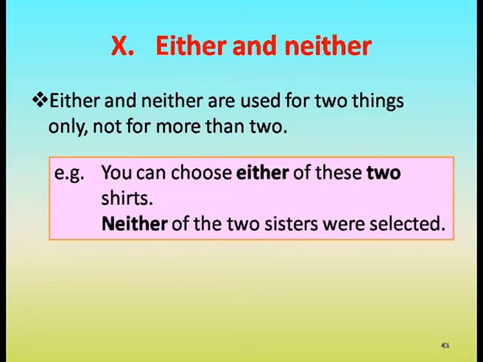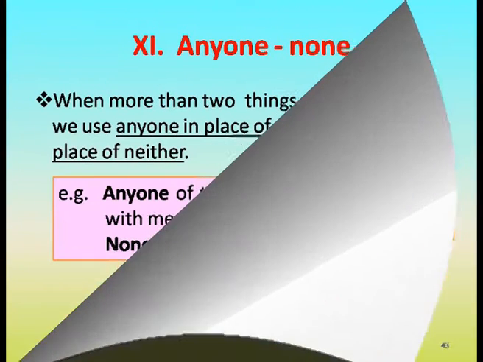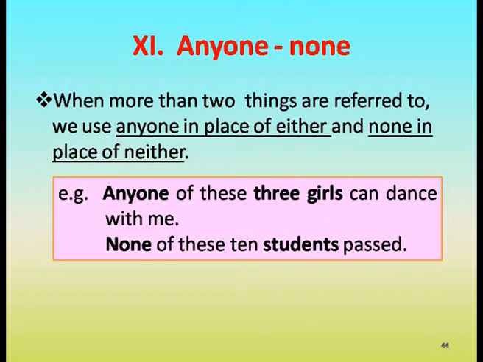Either and neither. Either and neither are used for two things only, not for more than two. You can choose either of these two shirts. Neither of the two sisters was selected. Anyone, none. When more than two things are referred to, we use anyone in place of either and none in place of neither. Any one of these 3 girls can dance with me. None of these 10 students passed.